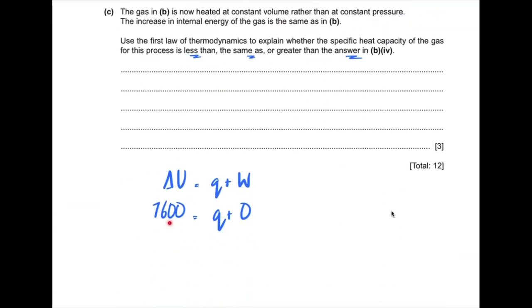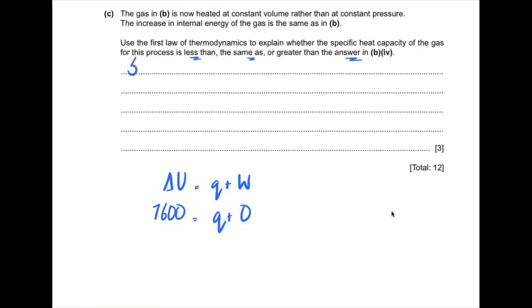Now what this means is that less energy is required, right? Previously the energy required was 12,600, now it's 7,600. So you'll say that since less thermal energy is required for that same change in temperature, for that same mass, specific heat capacity would be lower. Does this make sense?